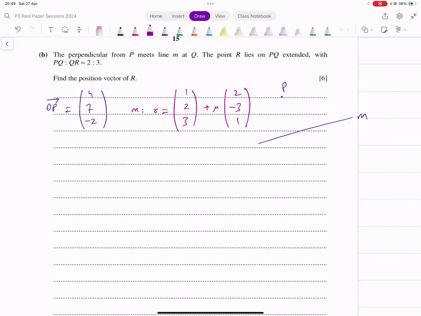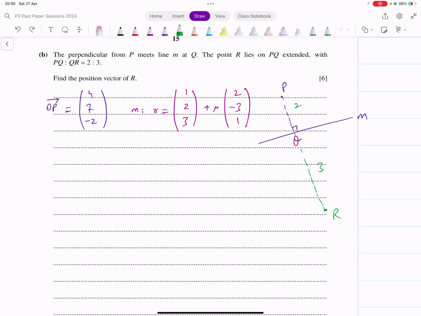And now they're saying the perpendicular from P meets the line M at Q. So if you were to make a perpendicular from P to the line M, this point here, the foot of the perpendicular, they're calling this point Q. And now they're saying the point R lies on PQ extended, such that PQ ratio QR is 2:3. So basically, if you were to extend this line further, at some point you've got another point that's R, and that is such that if PQ was 2 units, QR would be 3 units. And now, based on this information, we need to find the position vector of R.